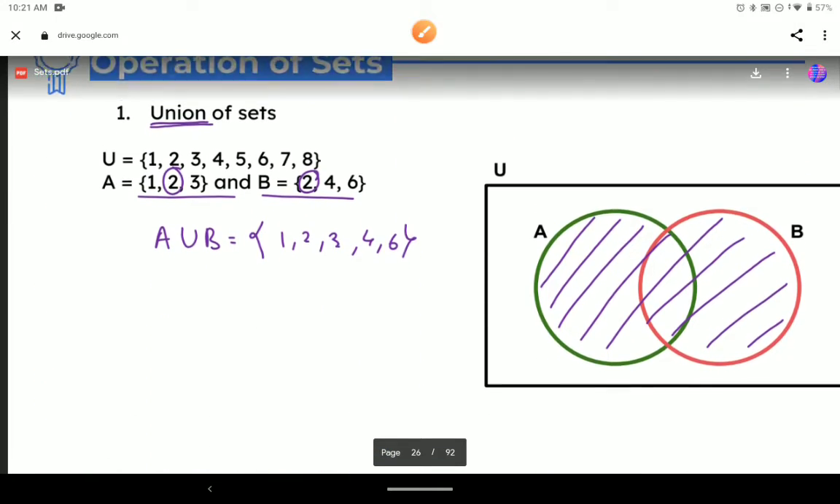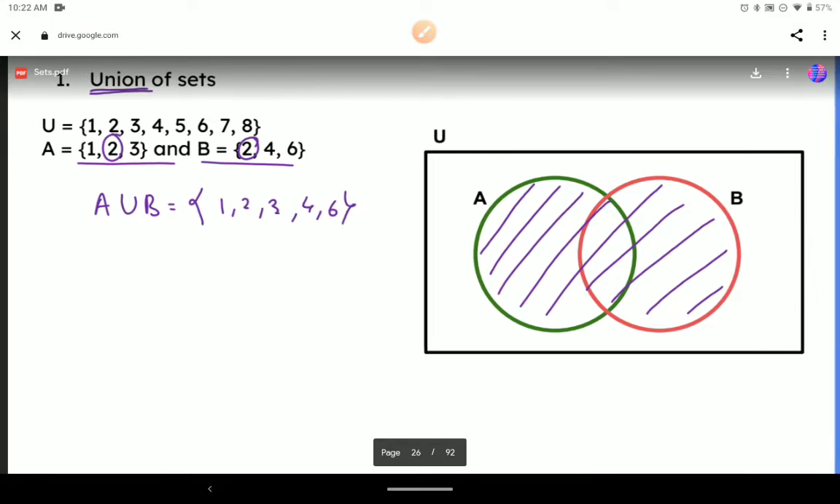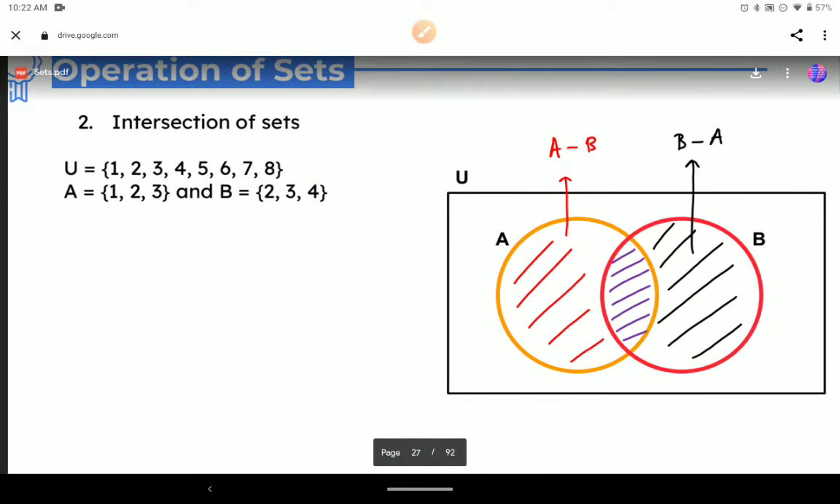See, first, union of sets. Union of sets means combining all the elements of the sets, but the elements should not be repeated. Yes, this is the Venn diagram of the union of sets. So next, intersection of sets. I hope everybody knows intersection of sets. Here, this part is called A intersection B. Also, A intersection B can be told as A minus B union B minus C whole part.